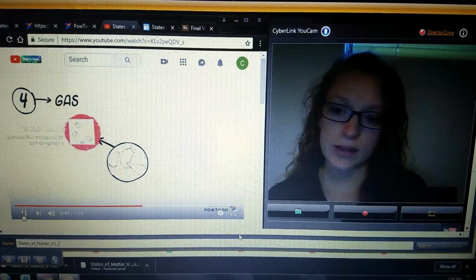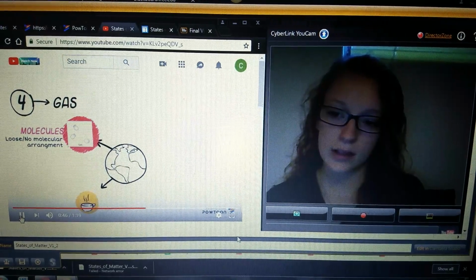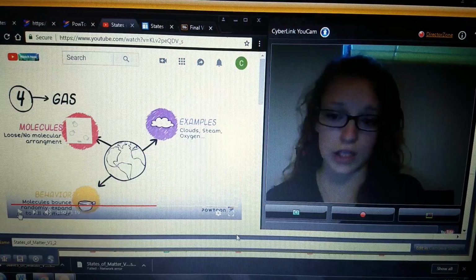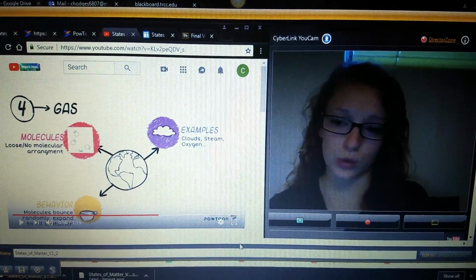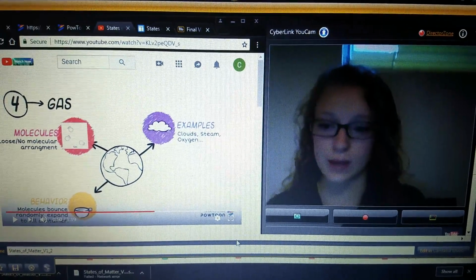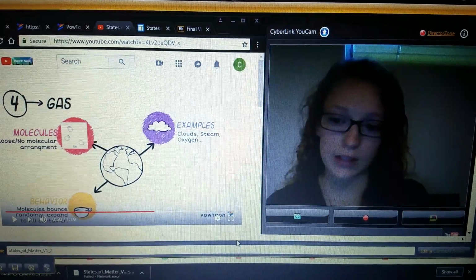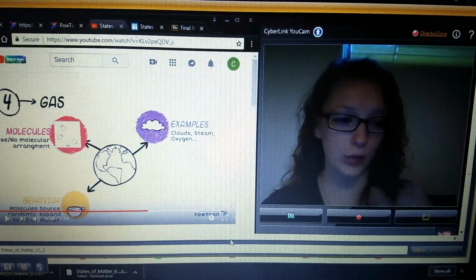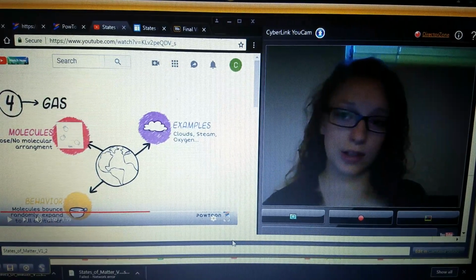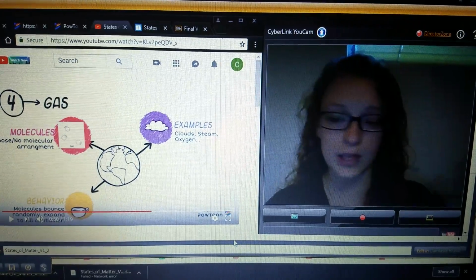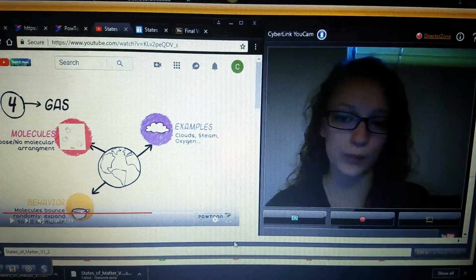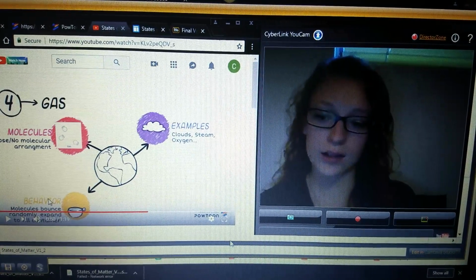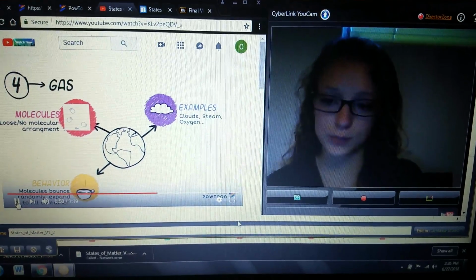Last but not least is gas. The molecules in a gas have no molecular arrangement. They are random, they're all over the place, they bounce around like crazy. A gas can expand or shrink to fill its container, so you can put it in a tiny little container or you can let it out in the entire room. It'll take up the whole room. Some examples are clouds, steam, oxygen, again, just things that you see every day.